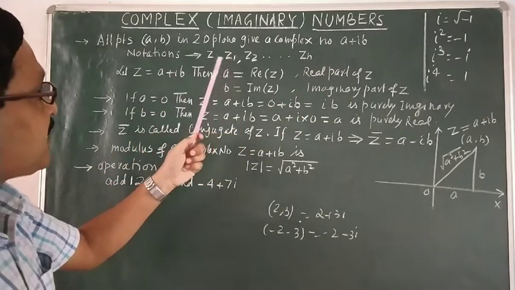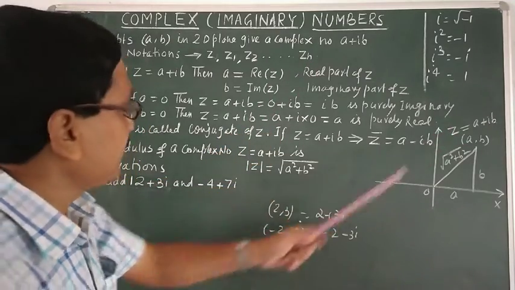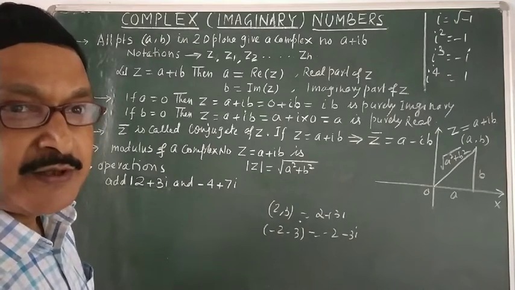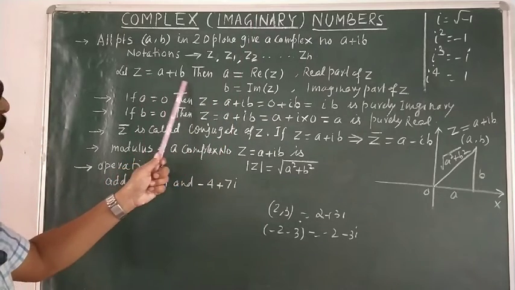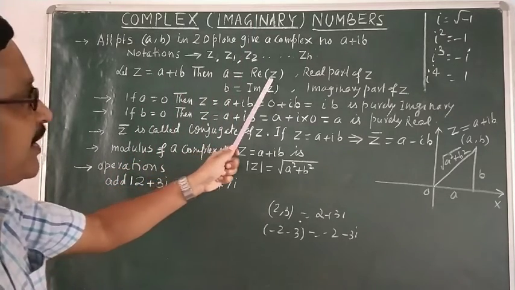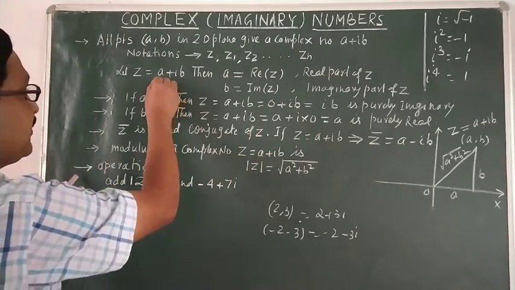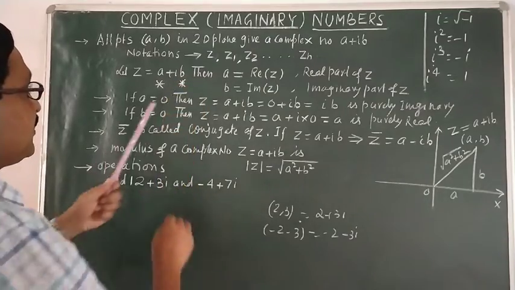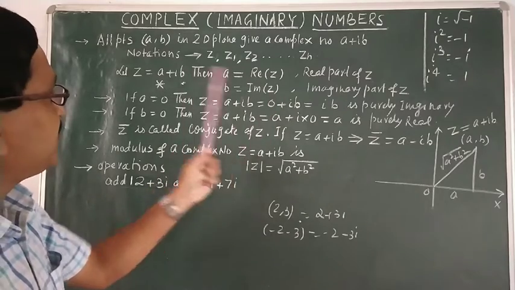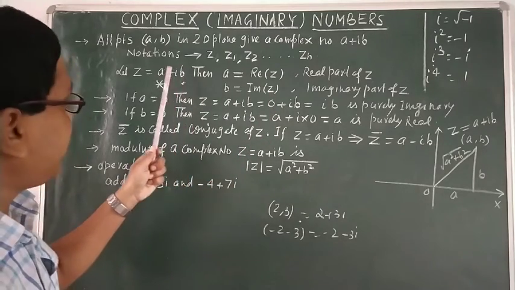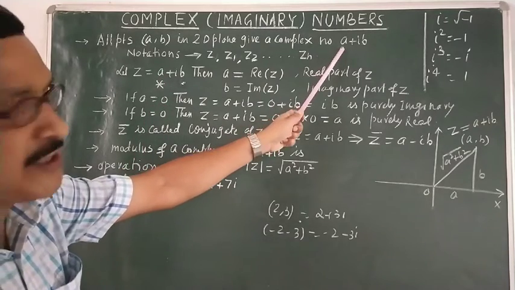Notations of complex numbers are z, z1, z2, zn. Let this complex number be denoted by z. If many complex numbers are there, we name them z1, z2, z3 and zn, and so on. Now if z is equal to a plus ib, then a is called the real part of z. This is the real part and this b is the imaginary part, because i is connected with b, but a is the real part.